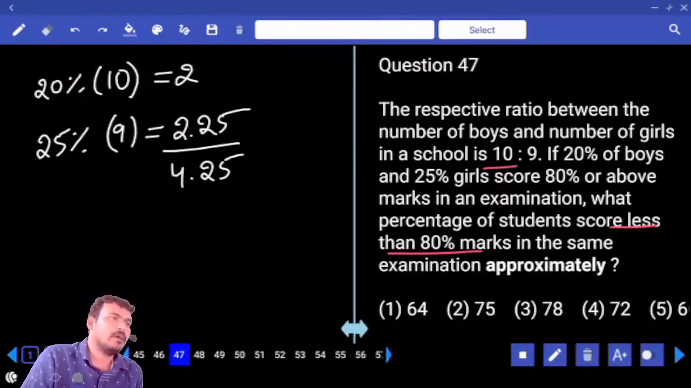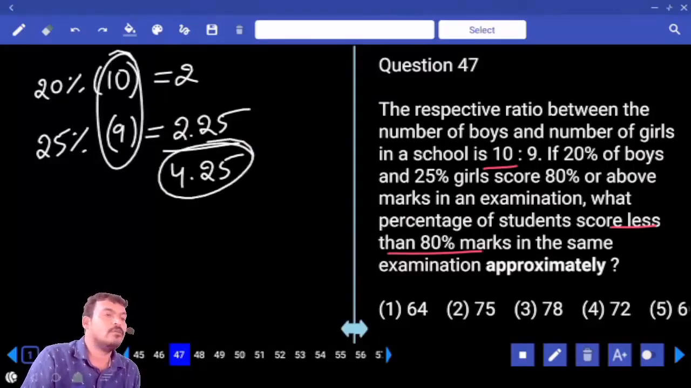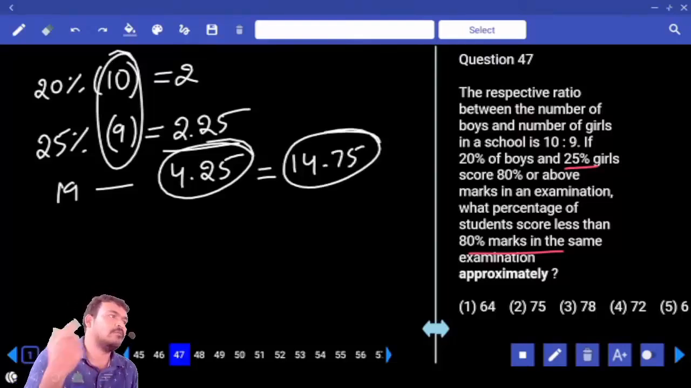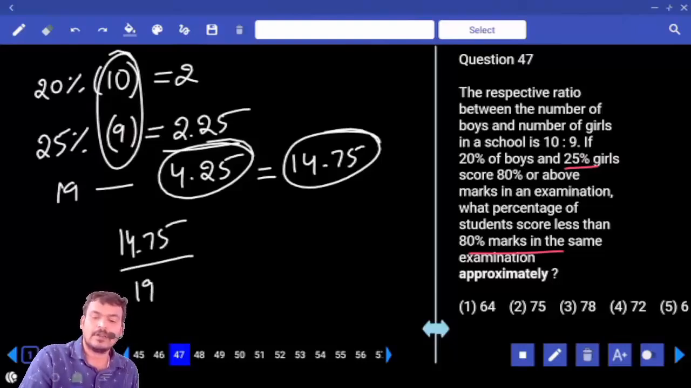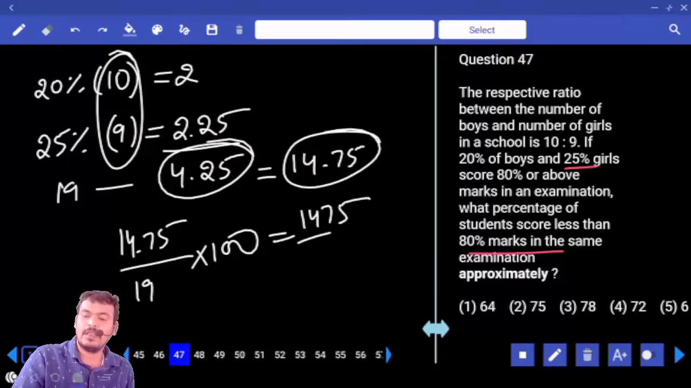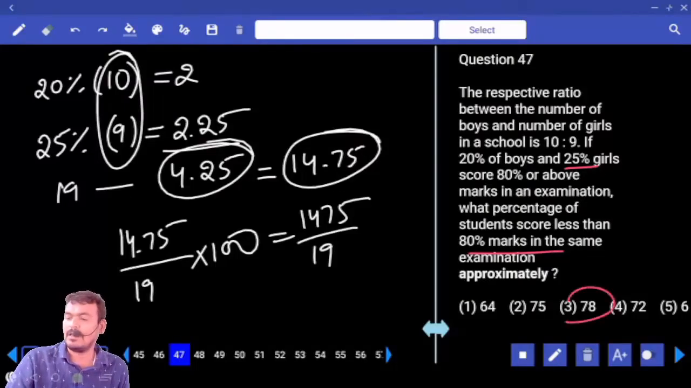But we required which one? Less than 80%. Less than 80% means out of 19 parts, we are subtracting which value? 4.25. 19 minus 4.25. 14.75. Just it is value. But we required which one? Percentage. 14.75 by 19 converted to percentage. Nothing but 1475 by 19 or not? Almost, more than 7 times, but less than 8 times. 78 or not?